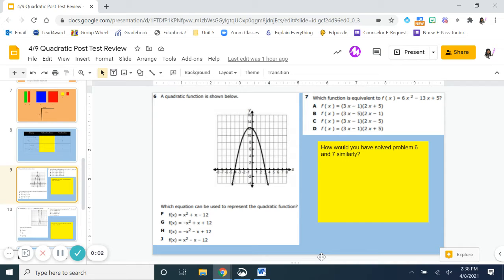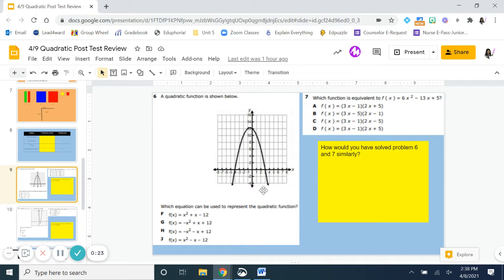Hey everyone, so we are going to go over the quadratic test review, and this is to help earn points back onto your test grade. So the first set of questions I want to look at is question 6 and question 7. So if I look here, I have them kind of side by side, and let's look at question 6 first.